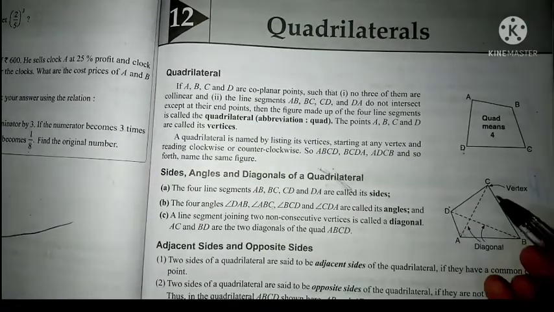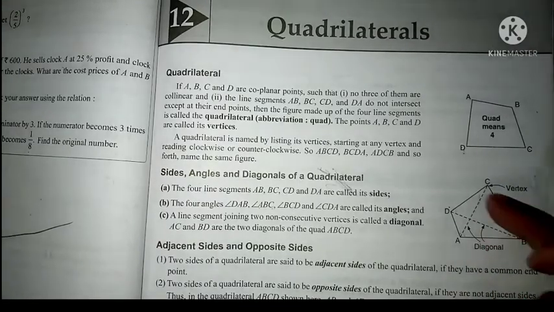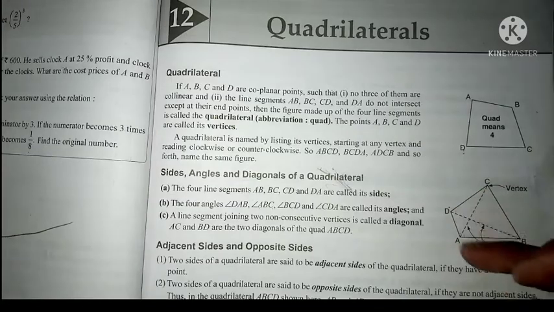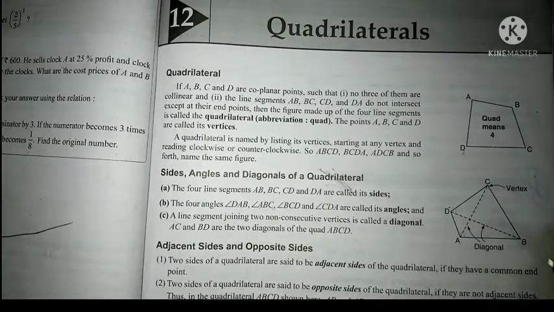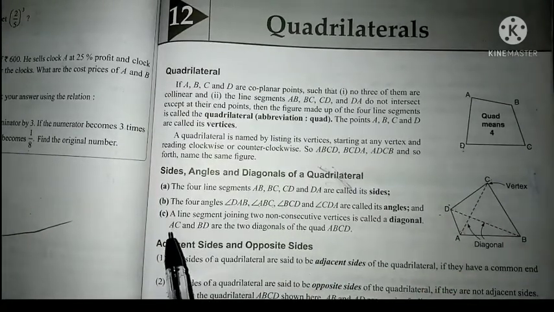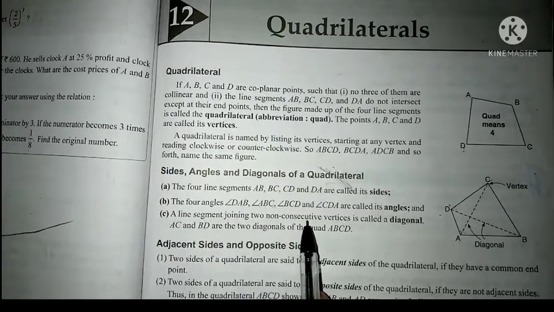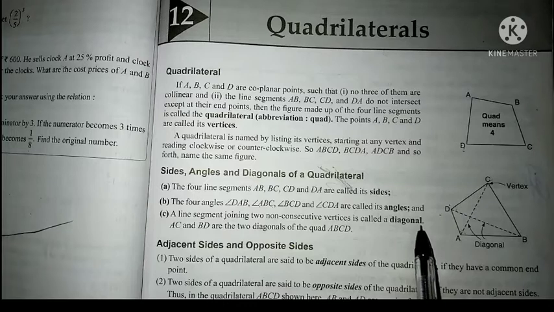This is also a quadrilateral. One thing you should always remember: quad means 4. So 1, 2, 3, 4 sides are there, so this is called a quadrilateral. And we have 1, 2, 3, 4 angles here, as I have just explained. Then next we have point number C: a line segment joining 2 non-consecutive vertices is called a diagonal.